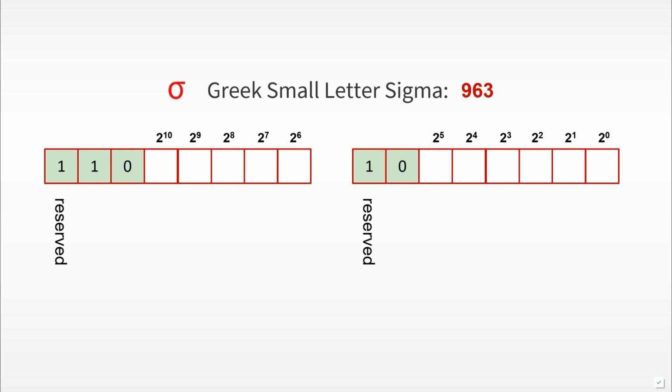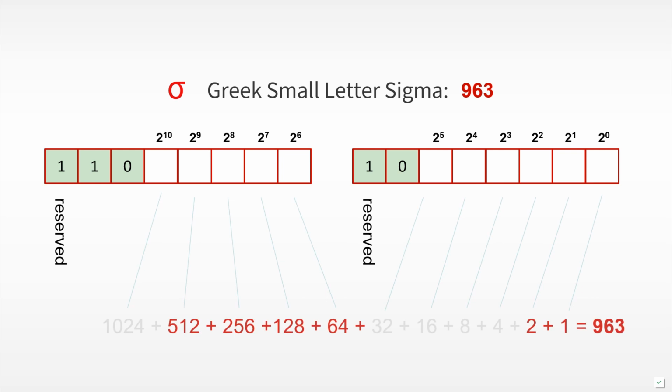So if we want to describe 963, all we need to do is to figure out which of these decimal numbers corresponding to 2 to different powers add up to this number, which is quite straightforward to do, as we have previously discussed, giving us the following solution. So in this case, we would have a 0, we would have 4 ones in the first byte. In the second byte, we would have 4 zeros followed by 2 ones. So this is all we need to do.